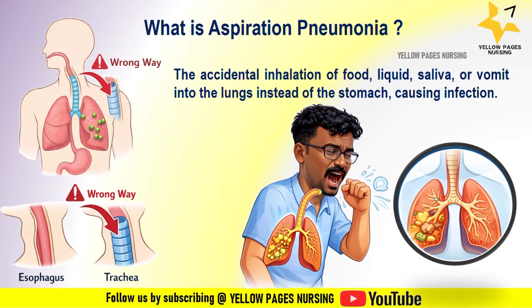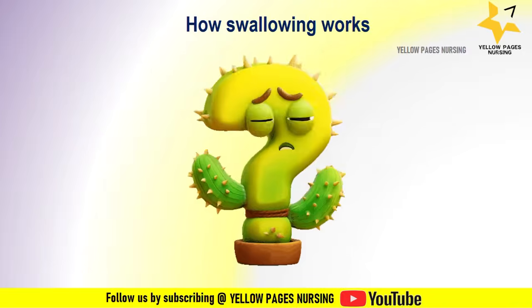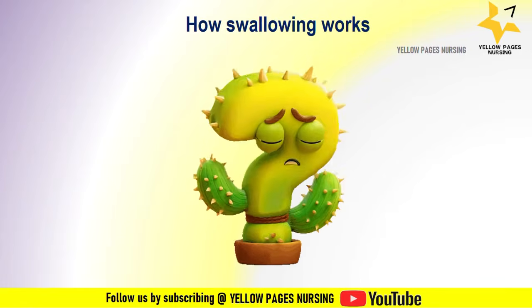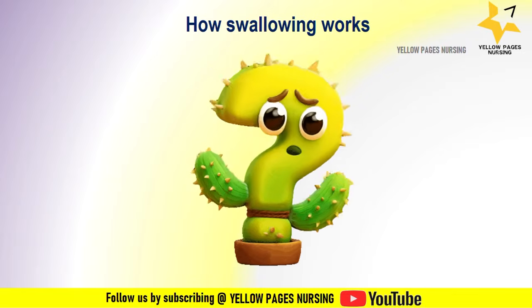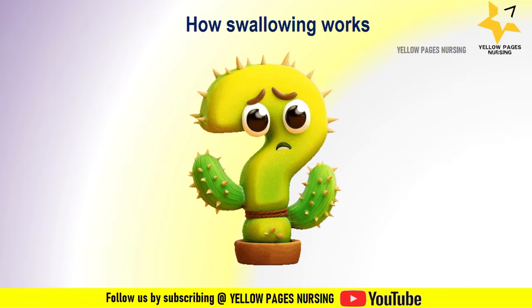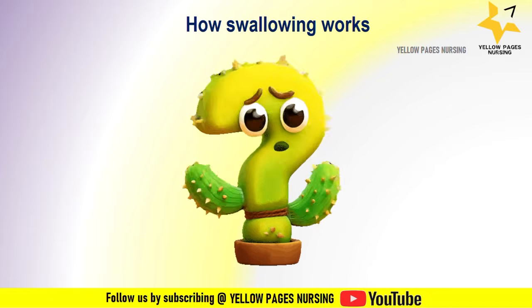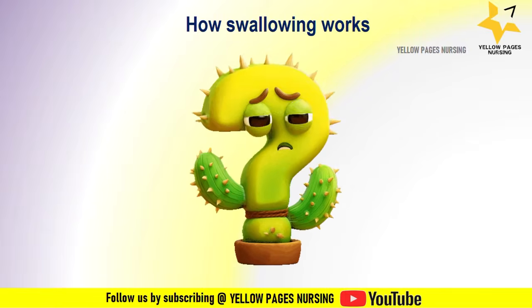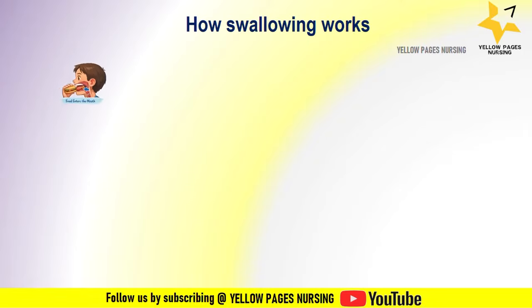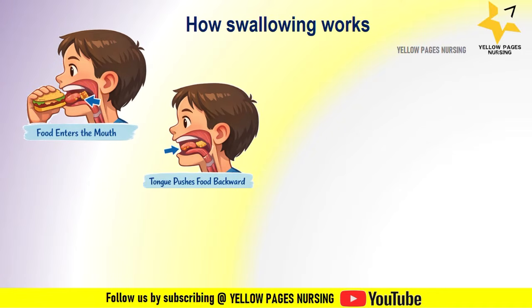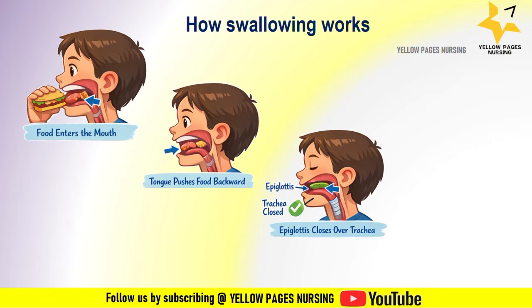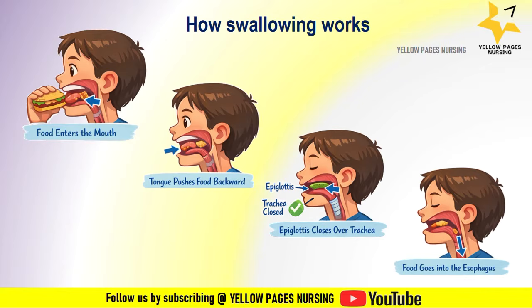Let's see how swallowing works. Just remember a simple concept that during swallowing, breathing briefly stops, the epiglottis closes, and the food is safely directed into the esophagus. Let's see the process step by step. First, food enters the mouth. Then, the tongue pushes food backwards. Next, the epiglottis closes over the trachea and food goes into the esophagus. Thereby, air continues through the trachea to the lungs.